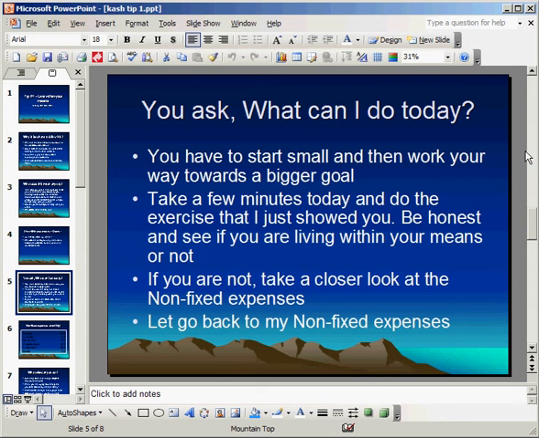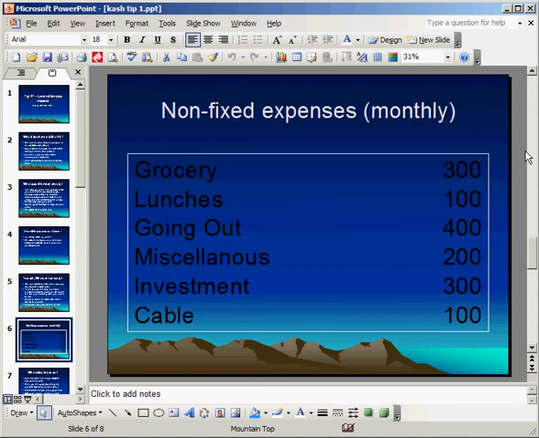Now, if you're not living within your means, you want to take a closer look at the non-fixed expenses. So in my case, let's go ahead and go back to the list of non-fixed expenses I had. And here I just put down the list. So for me, it was groceries for 300, lunches for 100, going out for $400, miscellaneous expenses for 200, investments for 300, and cable for 100.